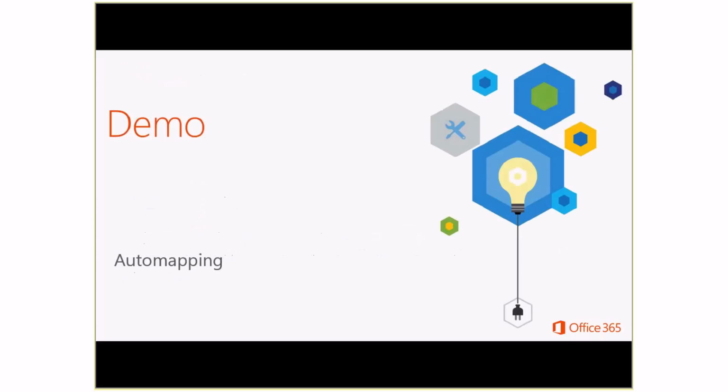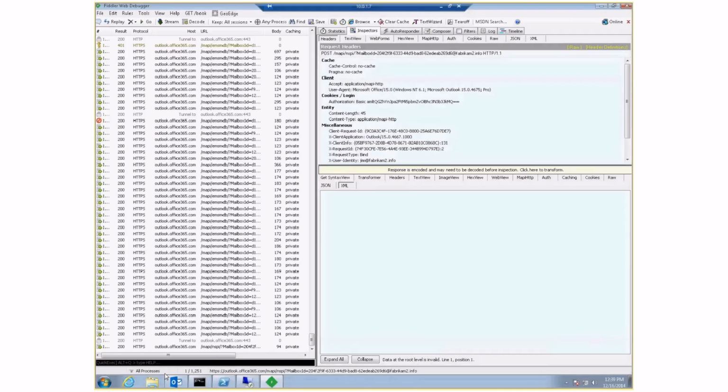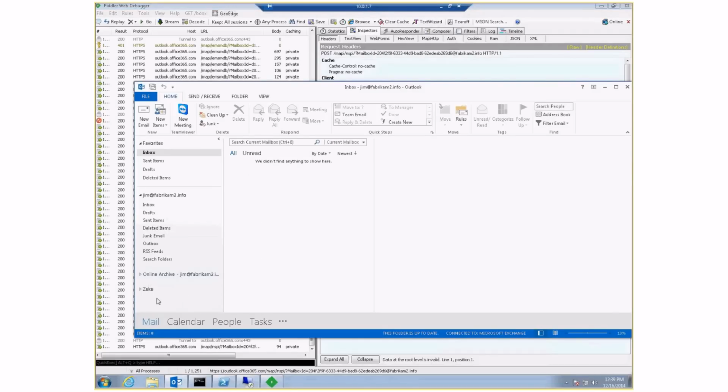So I'm just going to go back to my client real quick, and I'm going to show you these because look at my Outlook. You will see that I do have an online archive, and I do have Zeke's mailbox showing in my Outlook.